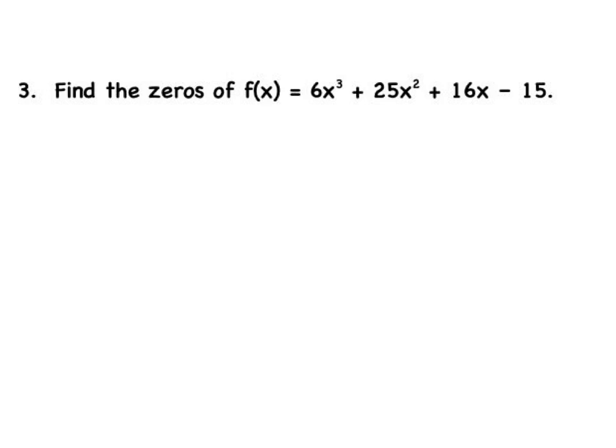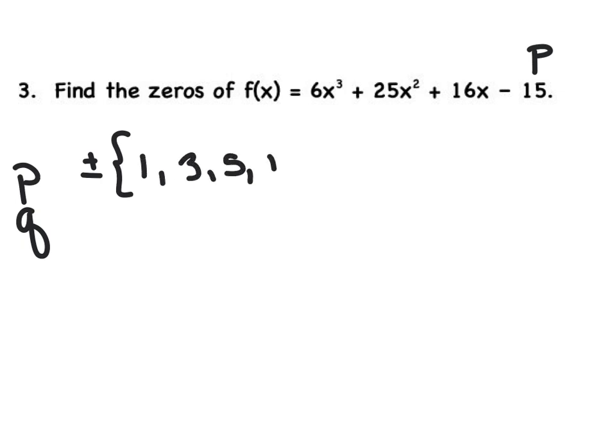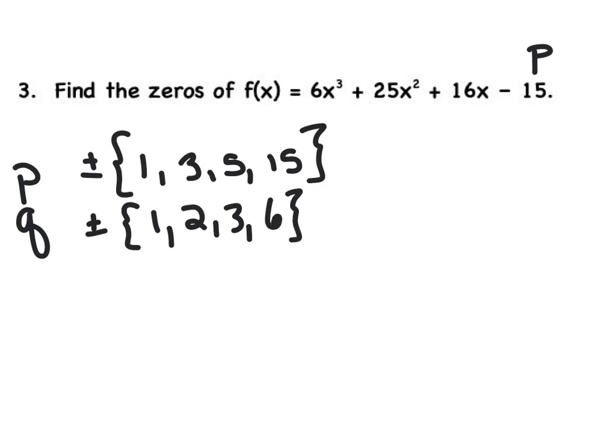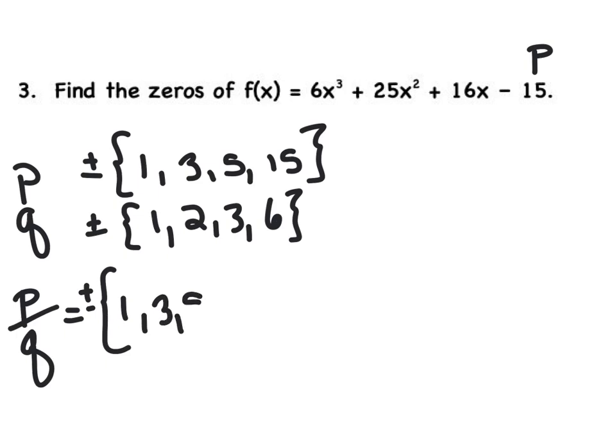In our third example, again, list out your P's and Q's. So my factors of 15 for the constant would be 1, 3, 5, and 15. Factors of 6 would be 1, 2, 3, and 6. And now my ratio of P divided by Q, this list is going to be quite a bit bigger. So dividing by 1 would produce this list again. So I'm going to put plus or minus out front, 1, 3, 5, and 15.